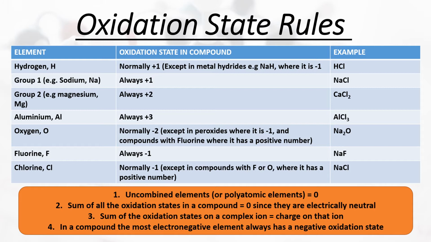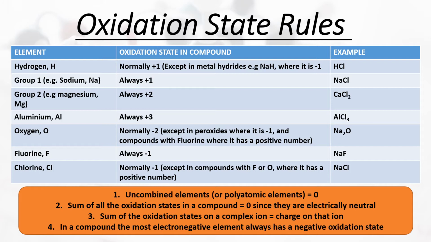Another example would be in HCl. Our Cl has an oxidation state of -1. Think of it as a Cl- anion and an H+ cation. And so normally hydrogen is +1. The only exception to this is if it's in a metal hydride. Now the reason for these oxidation state rules is that we can base it off electronegativity.